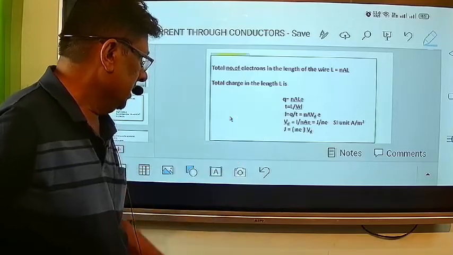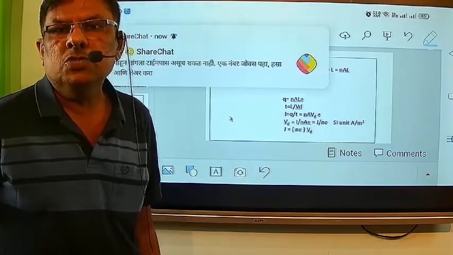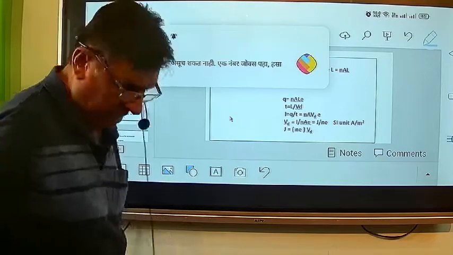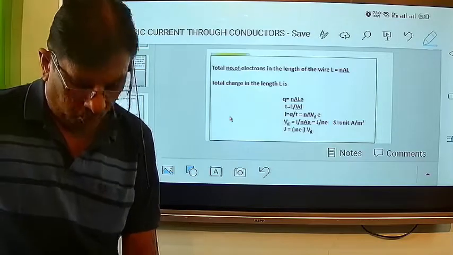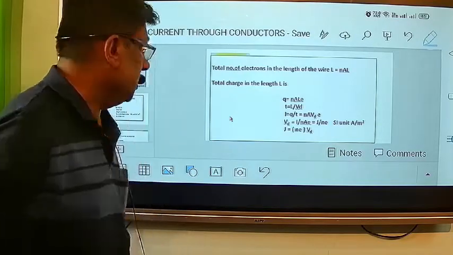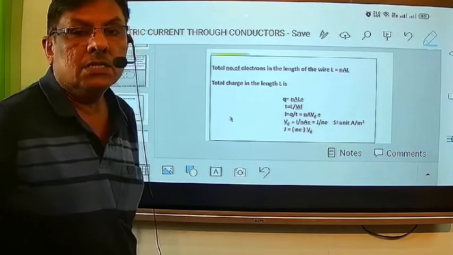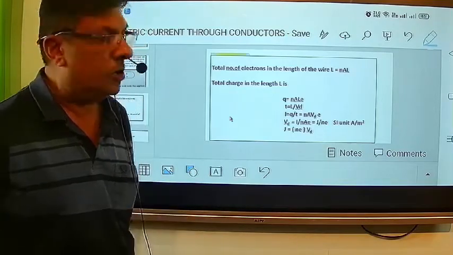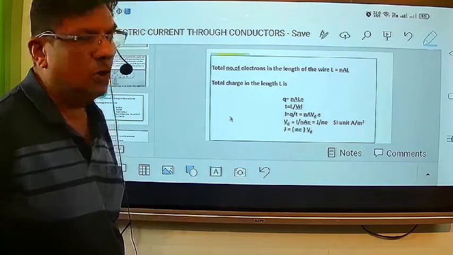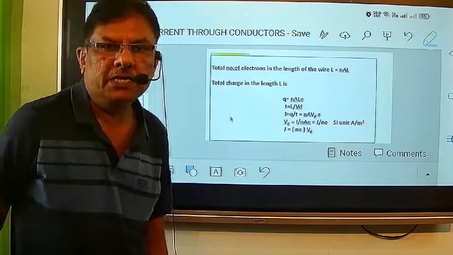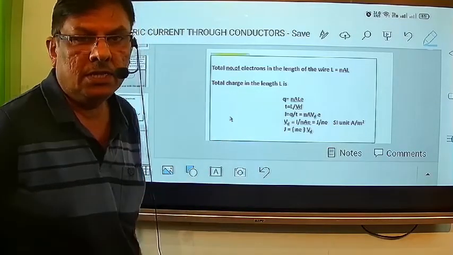and Vd is called the drift speed. So the term Vd, drift speed, is used in this formula. Now we have an equation T is equal to L upon Vd. Now this T is available.